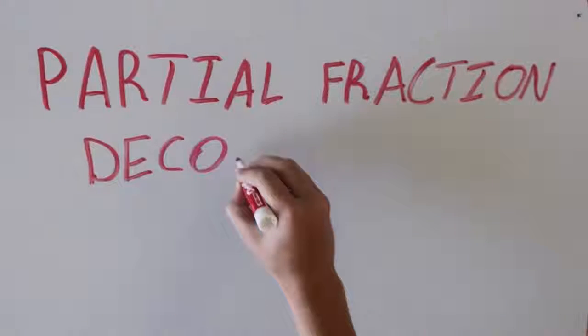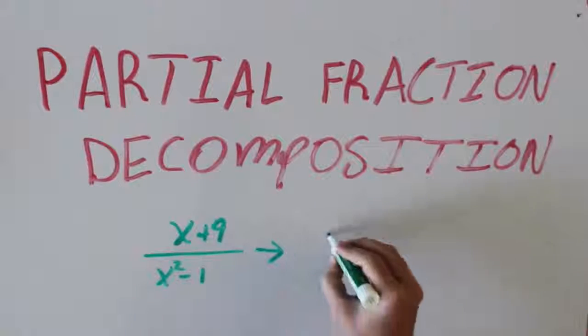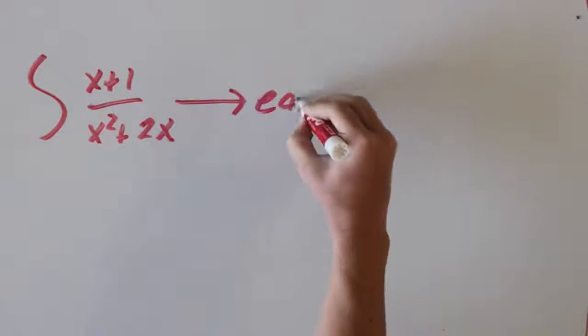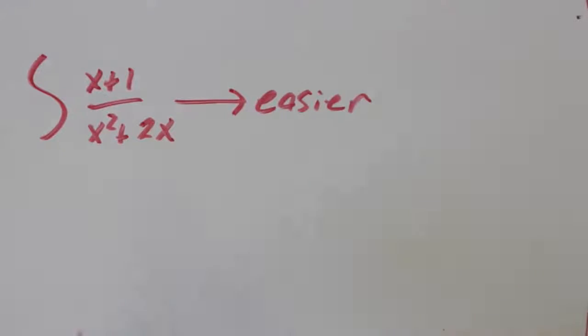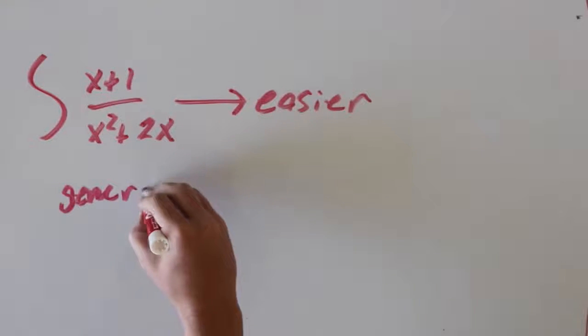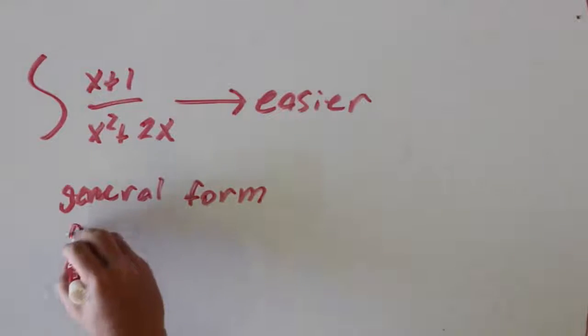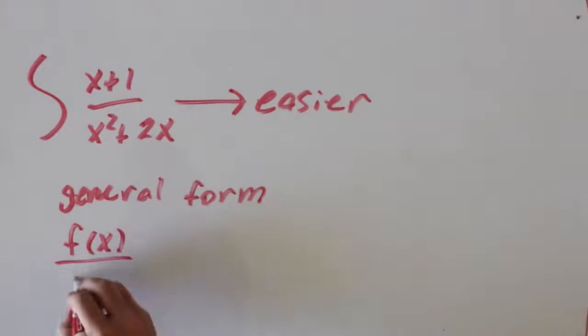Today we're going to be talking about partial fraction decomposition. It's a process of integration that involves making a difficult to integrate function easier to integrate. Partial fraction integration comes in the form of f of x over g of x, or one function over another.